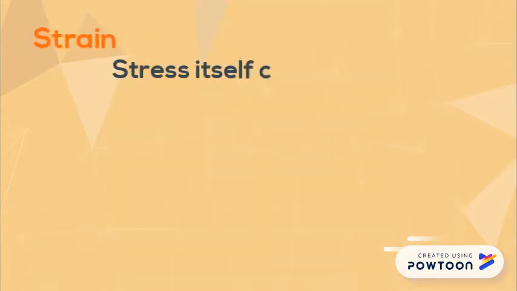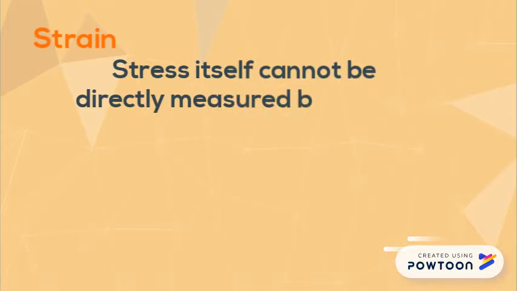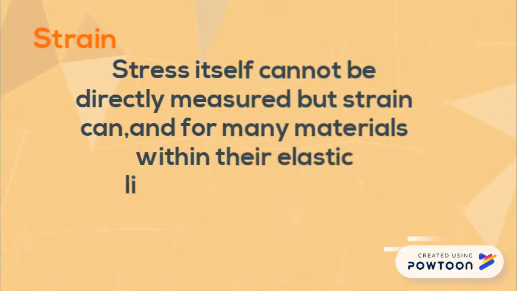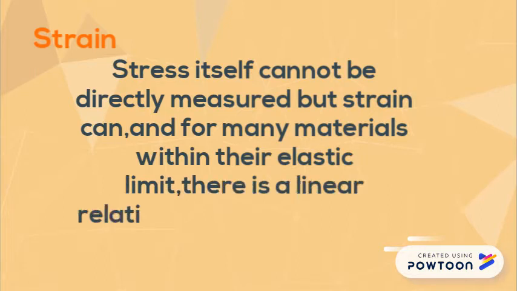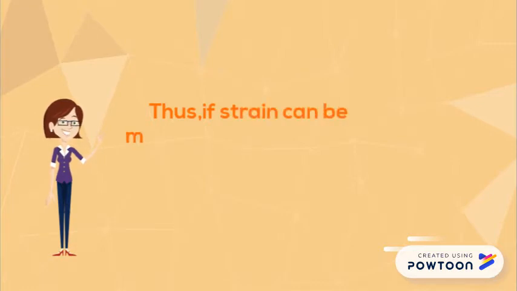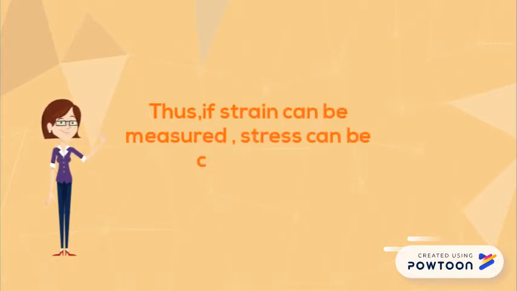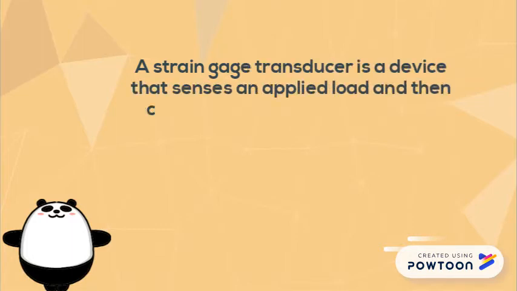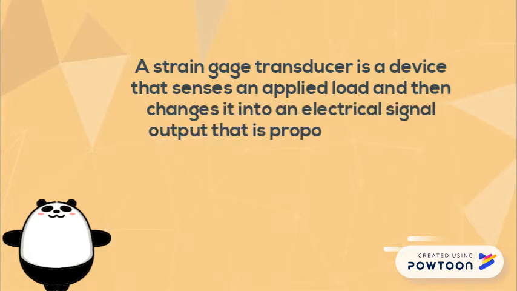Stress itself cannot be directly measured, but strain can, and for many materials within their elastic limit, there's a linear relationship between stress and strain. Thus, if strain can be measured, stress can be calculated. A strain gauge transducer is a device that senses an applied load and then changes it into an electrical signal output that is proportional to the load.